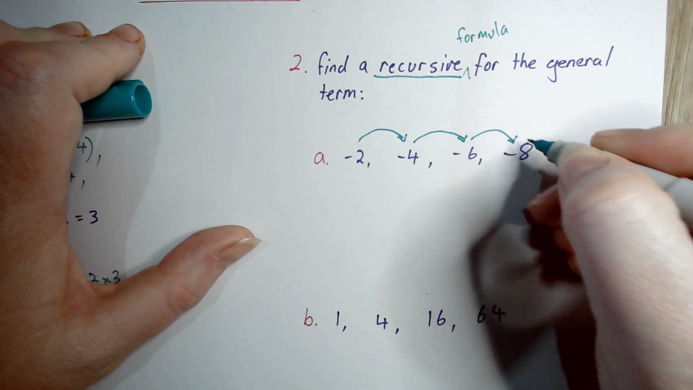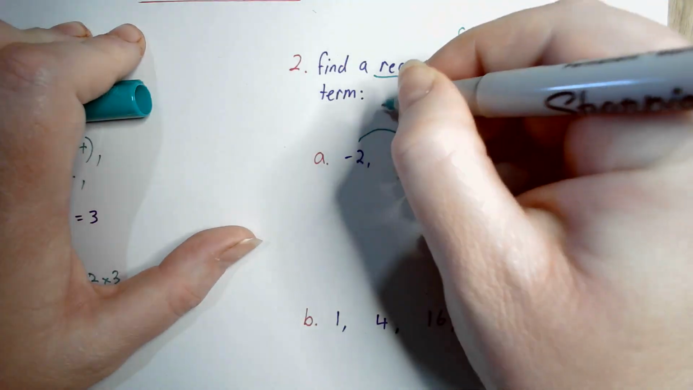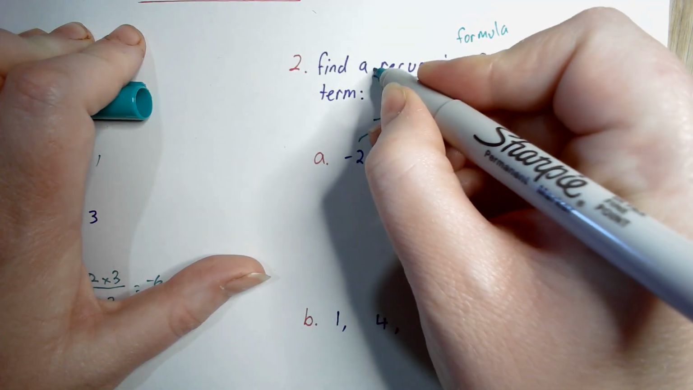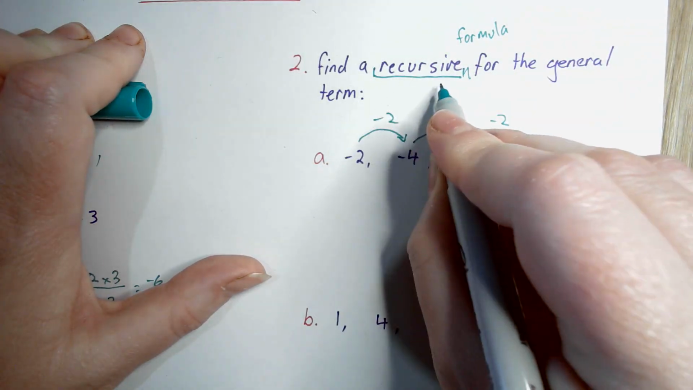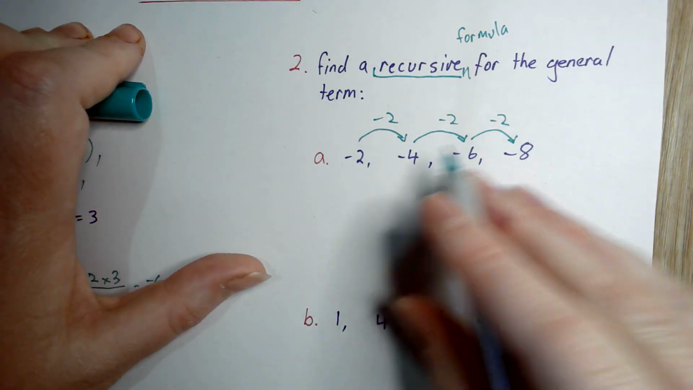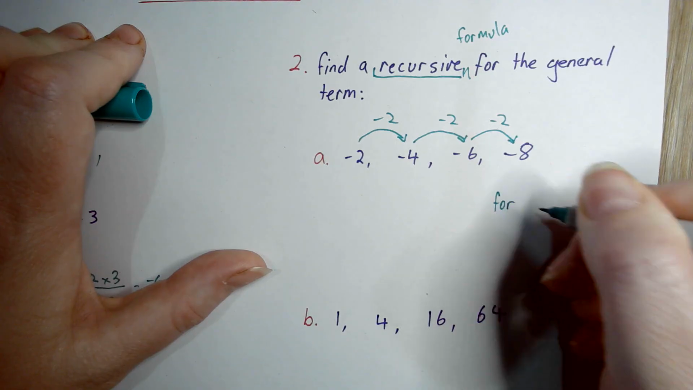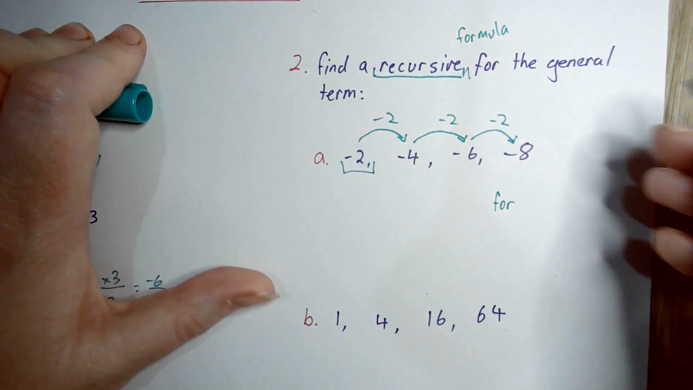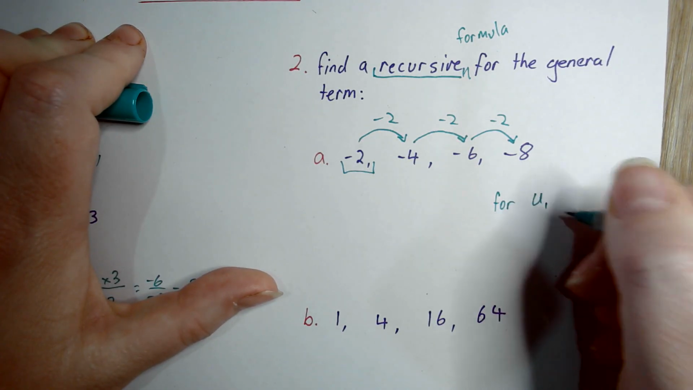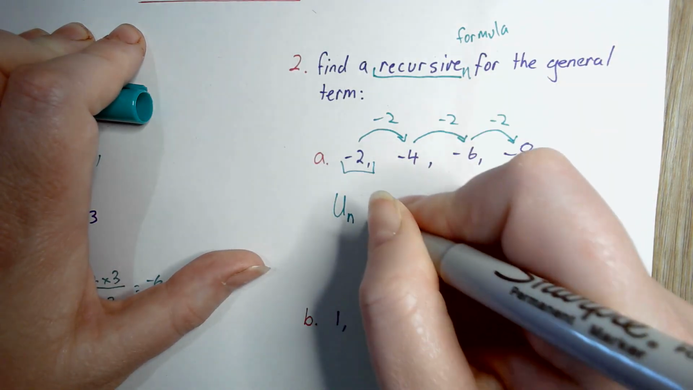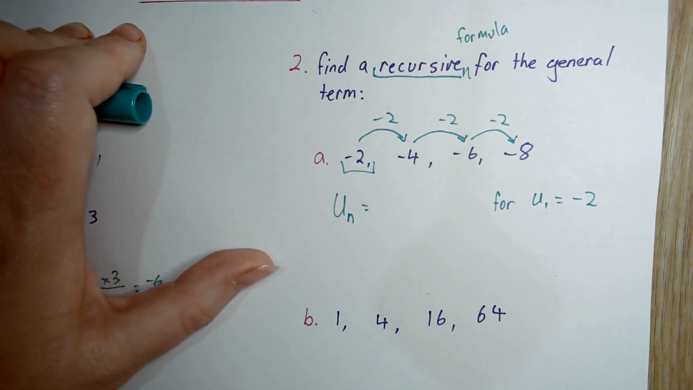So because we have a common difference here, each time we're just subtracting 2, subtracting 2, subtracting 2. But because the question is asking us for a recursive formula, we need to write it in terms of the term beforehand. So our first term is minus 2, so we need to write that down. u1 equals minus 2.